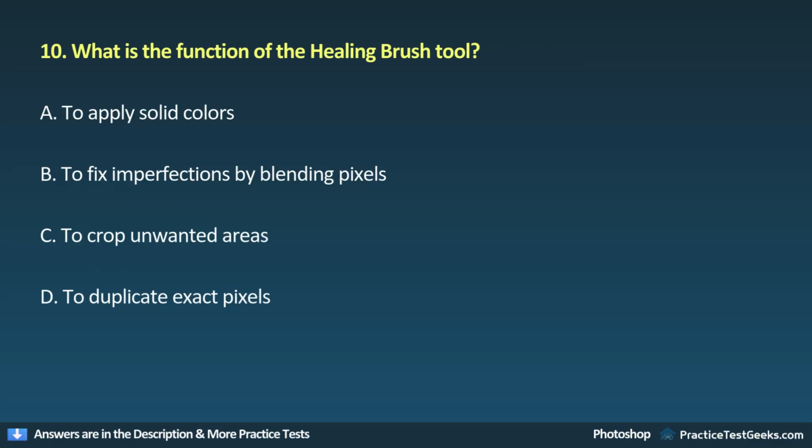10. What is the function of the healing brush tool? A. To apply solid colors. B. To fix imperfections by blending pixels. C. To crop unwanted areas. D. To duplicate exact pixels.